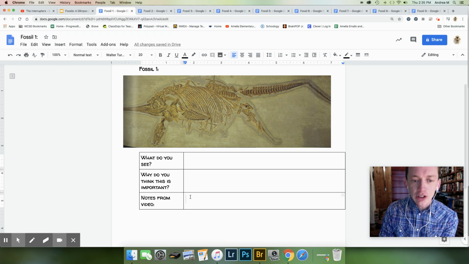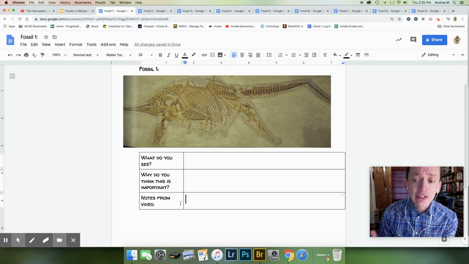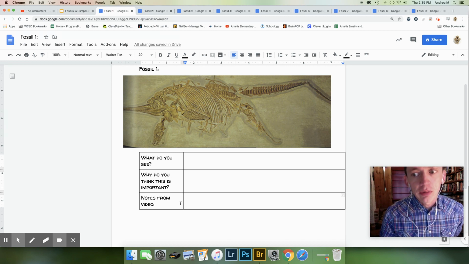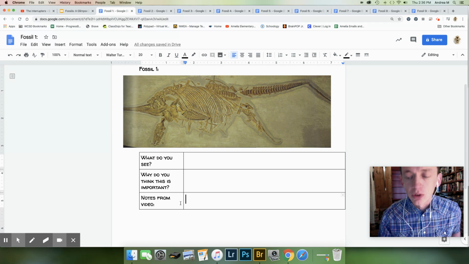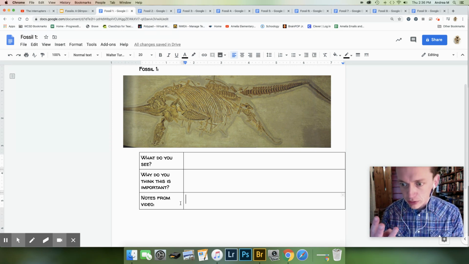And then down here at this part where it says notes from the video, I will give you some details about this animal. I'll give you the name. I'll give you the time period when it was living on our planet, and then some facts about why this fossil is important. You do not need to write down everything that I'm saying, but I do want you to write down some of those major details, like the name of the animal, the time period it was from, and then why this was important. Those are the big 3 things, okay? So that's what I want you typing in there, okay?